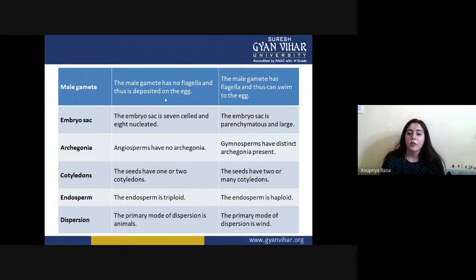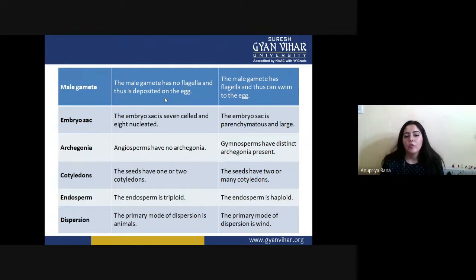Archegonia formation: angiosperms do not have any kind of archegonia formation inside them. Gymnosperms have distinct archegonia, and a number of archegonia can be present inside a sporangium.